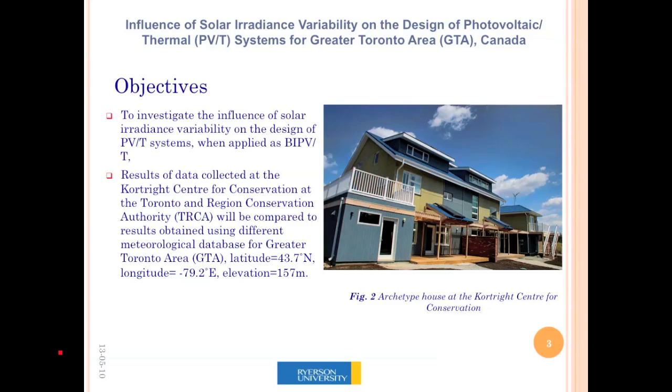So the objective of this study is to investigate the influence of solar irradiance variability on the design of PV systems. The results are collected at the Toronto and Region Conservation Centre. We have a research facility. Most of our experiments are done in these two twin houses. We collect environmental data, the whole weather data, and then see the performance of each mechanical equipment.